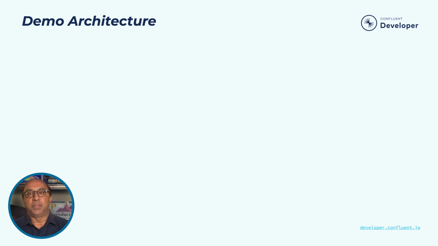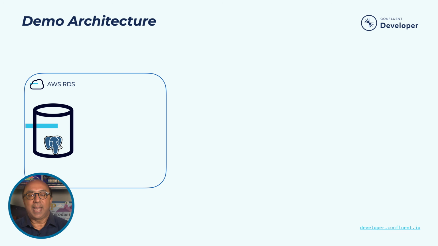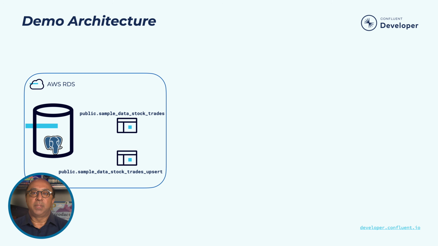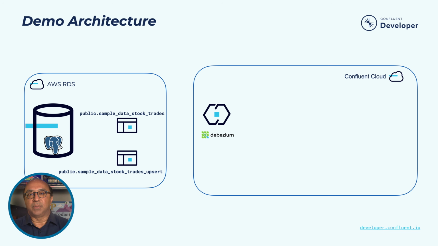Here's a picture of what we're going to do. We've got Postgres running on Amazon RDS, and it's got two tables in it. The first table is append only, which means all the records are coming in and just being added to the end. And another one that's an upsert table, where if the key exists, it's updated. If the key does not exist, the record is added. On the other side, we've got Debezium running inside Confluent Cloud, and it's writing all that data to Kafka.